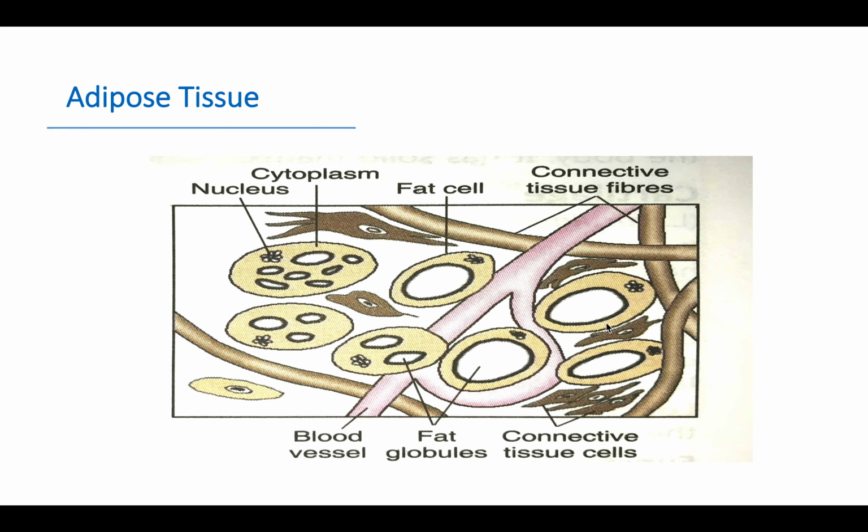Structure of adipose tissue. Here you can see the fat globules or fat cells, which are storing fat, a reservoir of fats. These are connective tissue cells around these fat globules.